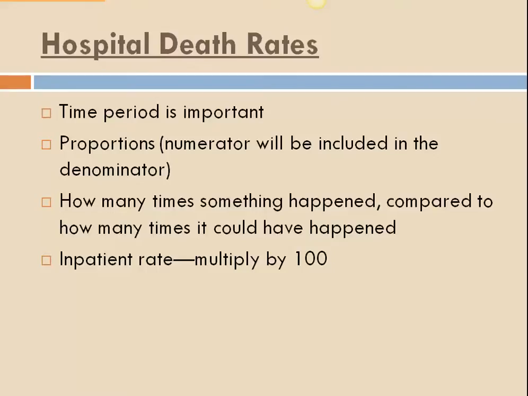Okay, this is a rate, and it's an inpatient rate because we're told that we're doing hospital death rates. So we're going to use our rule of multiplying by 100. That's the reason that's in the formula. It will be in all the formulas for this tutorial, because we're doing inpatient rates, so don't forget to multiply by 100.